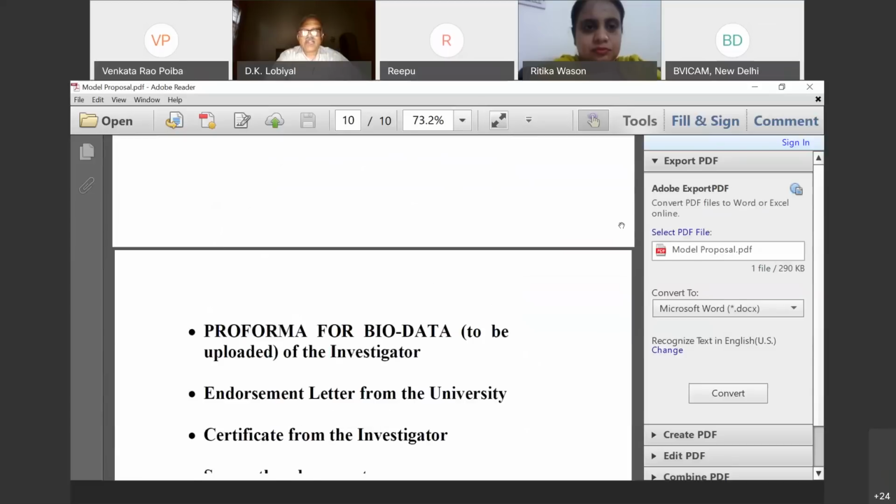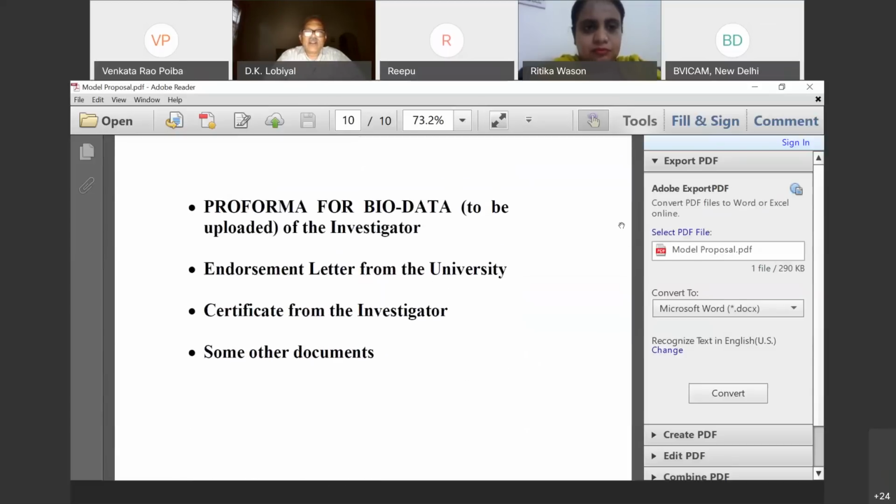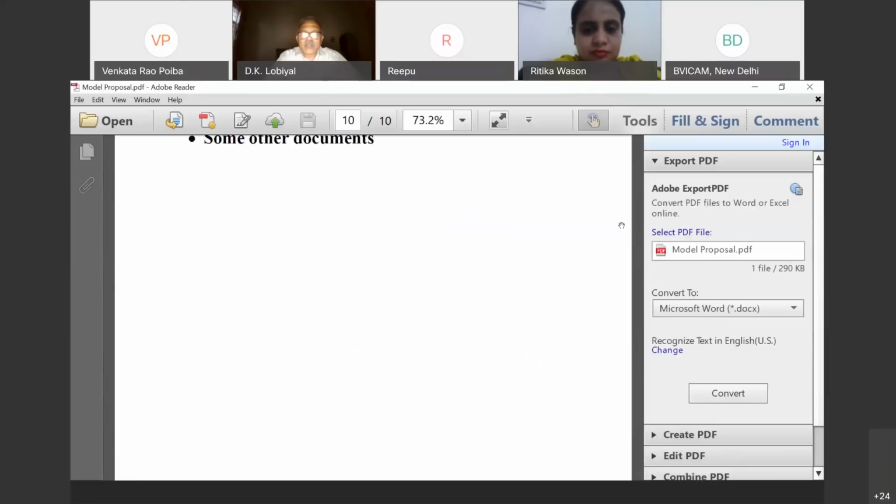I put it like this. Then you have to put your CV. And then, as I said, endorsement from the university that they will support it, and a certificate from the investigator, and whatever other document is required from any agency. I put a simple one, but this could be the way to do it.